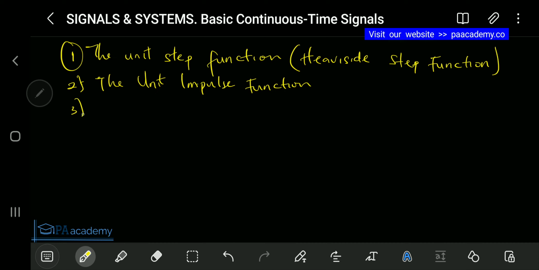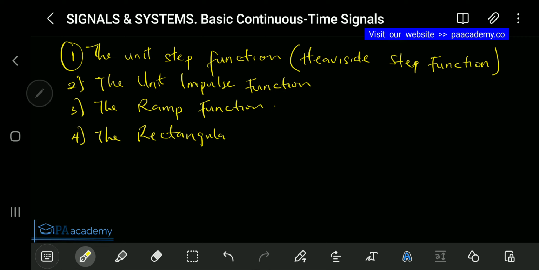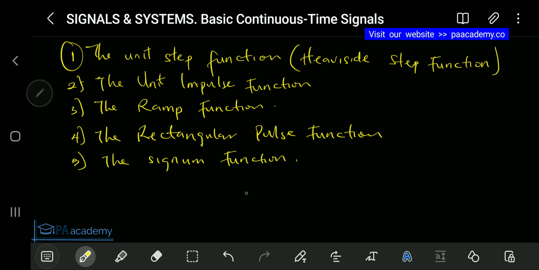The third one we're going to be looking at is the ramp function. On number 4 on our list, we're going to be looking at the rectangular pulse function. In number 5, we have the signum function.